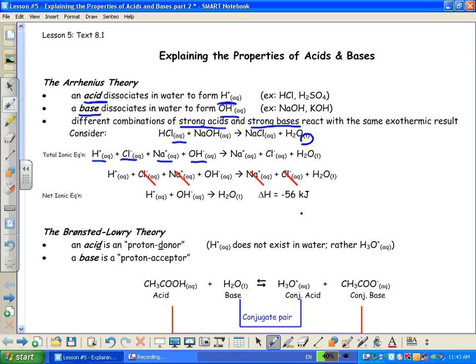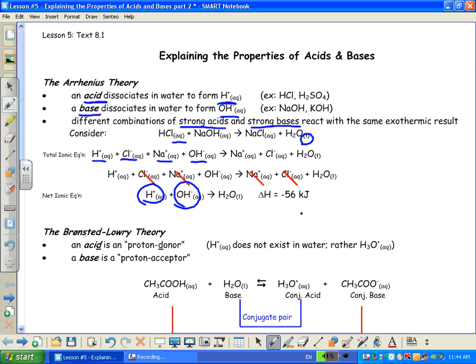But if you notice here, the state of water is liquid, so we cannot break it up into its respective ions. The next step is to always cancel out anything that's the same on both sides. So we've crossed off the chloride ion and the sodium ion. Then, to make our net ionic equation, we write down what's left over. So we have a hydrogen ion plus a hydroxide ion yielding water.